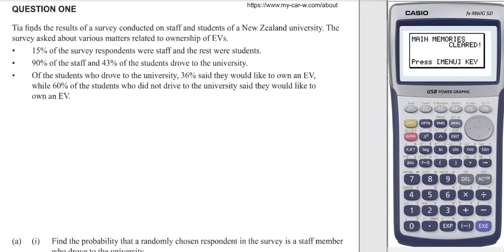This one is about electric vehicles, which is EV for short. Pause to read the question. Now we've got some space down here to try and represent this as a diagram. I think this one probably lends itself towards a tree diagram. First of all, we can split them into being staff or students.